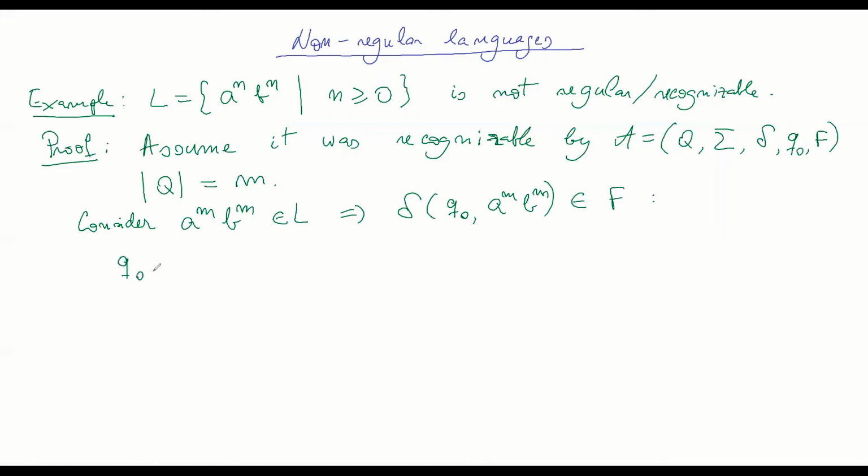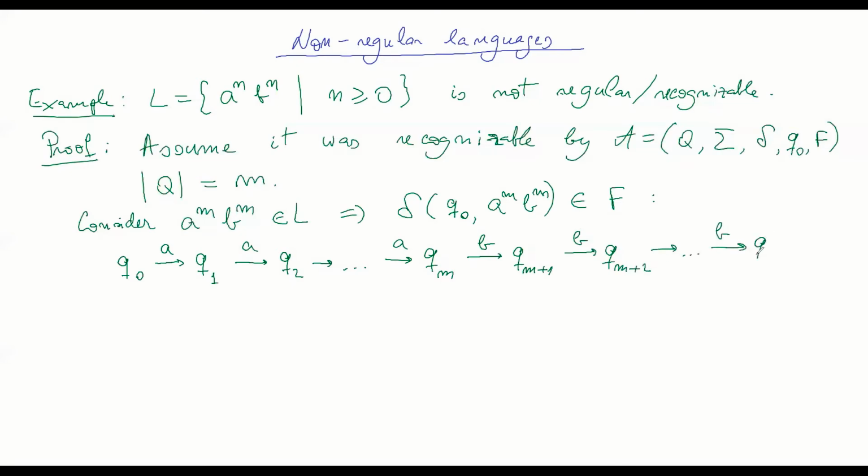We start from state Q0, and we first read these M A's. The first A takes me to a state Q1, then I read the second A, and that takes me to some state Q2, and so on. The last one takes me to a state QM. Then with letter B, it takes me to QM plus 1, then I read the second B, and this is QM plus 2. And so on, the last B takes me to state Q2M, and that has to be a final state.